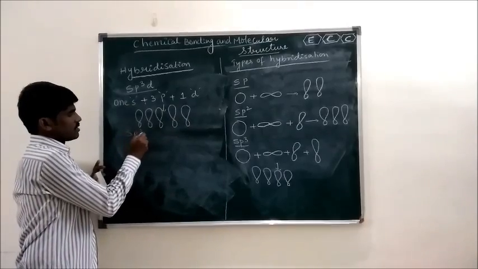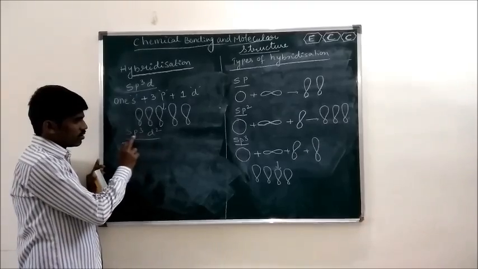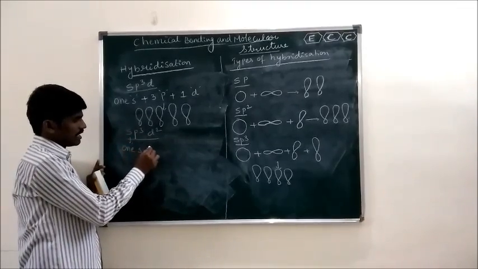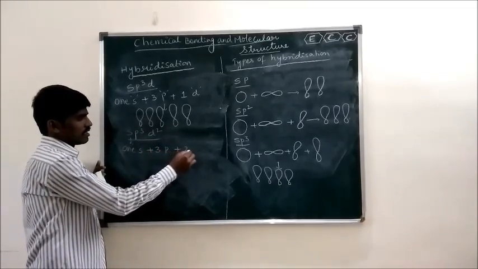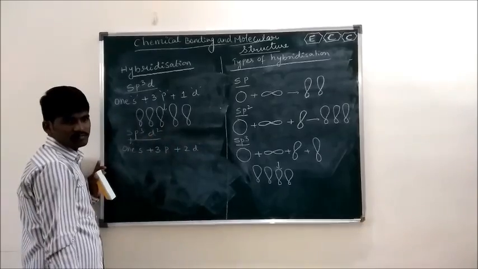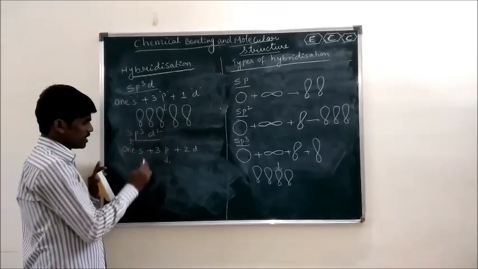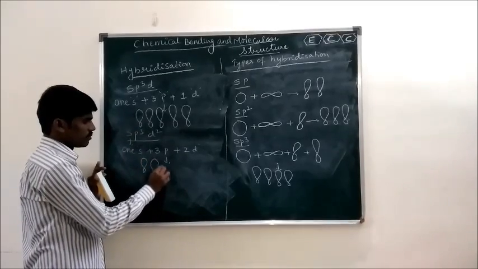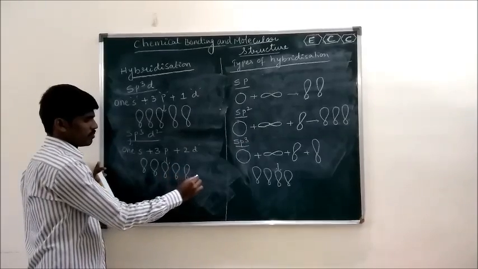Now, next one, sp3d2. In sp3d2, if you observe, it is 1 s atomic orbital. And how many p orbitals are there? 3. And there are 2 d orbitals. And in total, you will get 3 plus 2, 5, 5 plus 1, 6. Total 6 hybrid orbitals will be formed.